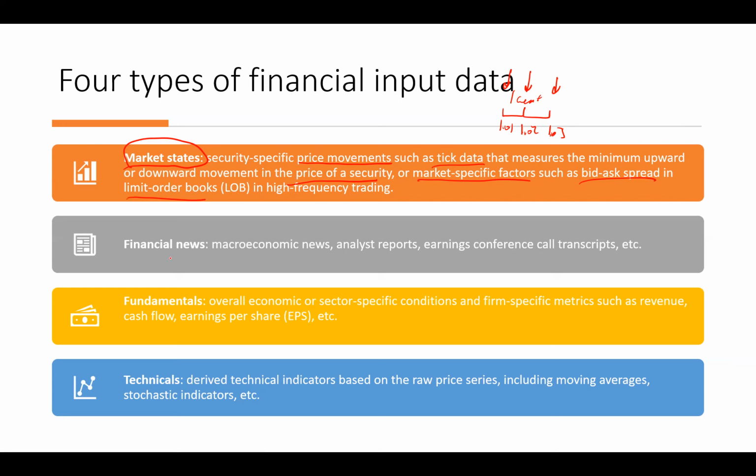The second type of data is financial news. It can be textual data, so it comes in the form of text. It can be news, reports, earnings conference call transcripts, etc. This is harder to analyze, but people derive a lot of analysis from it.